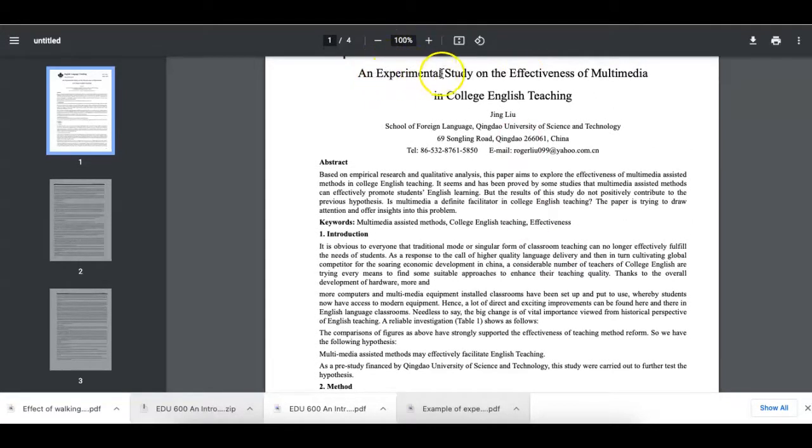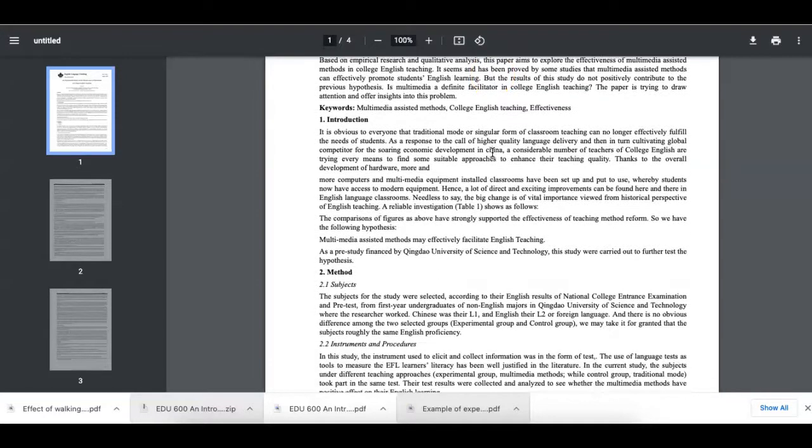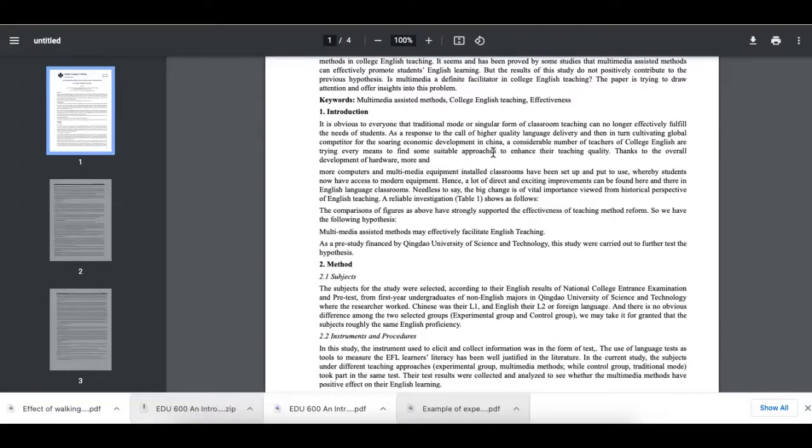As you can see, an experimental study of the effectiveness of multimedia in college English teaching. So the abstract talks about what it is doing and how it is doing. The introduction. So really what they're looking for is they're splitting a class, they're putting half of the class in, they have the same teacher, but in one of the classes they're going to use many other teaching methods at their disposal. They're using multimedia, and really they're trying to see, is one more effective than the other?